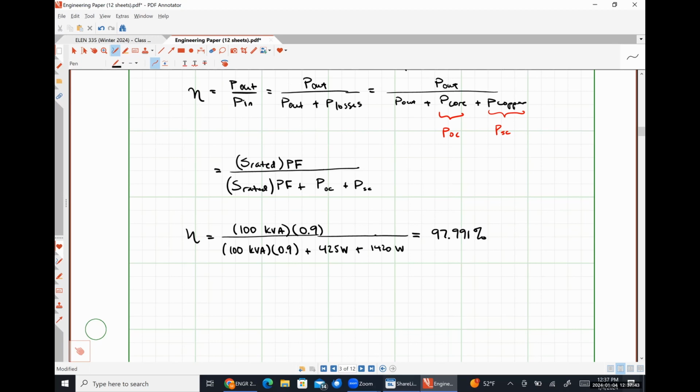So now it's time for review. So what are we reviewing? Power. Like, what do you mean by power? Complex, apparent, average, reactive, all of the above, none of the above?